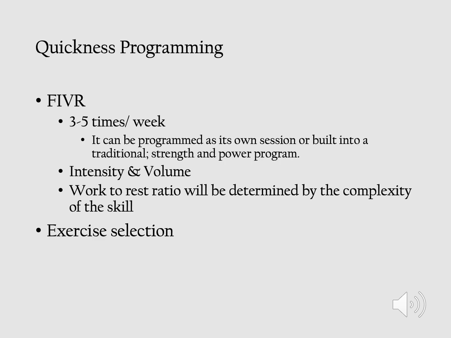When programming for quickness, the critical variables can reflect traditional training for strength or power. Movements can be embedded within the program of a push-pull or a total body program. It can be done 3 to 5 times a week. Intensity and volume should be inversely related, and the work to rest ratio will also be determined by the complexity of the skill or the exercise selected.